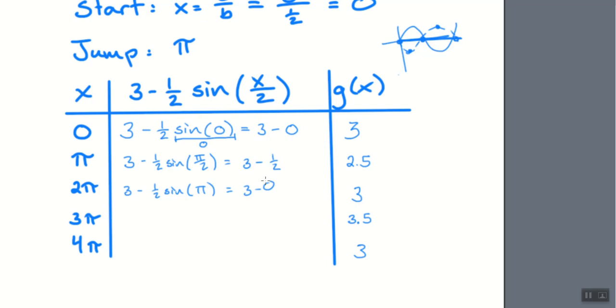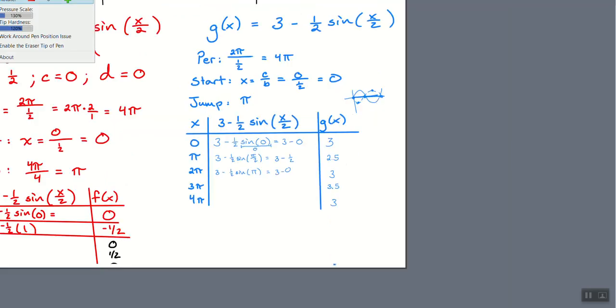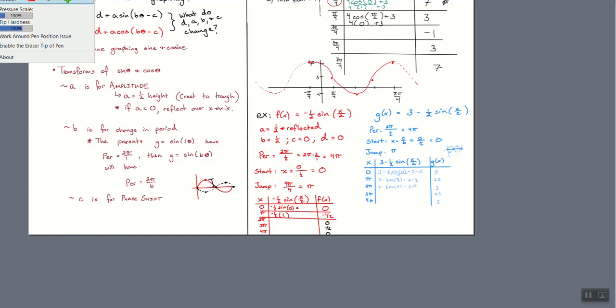Okay, we now have 2 tables, and they're very different sizes and such. There they are. Can we graph those 2 on the same plane?